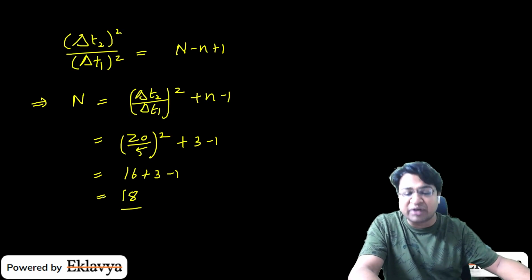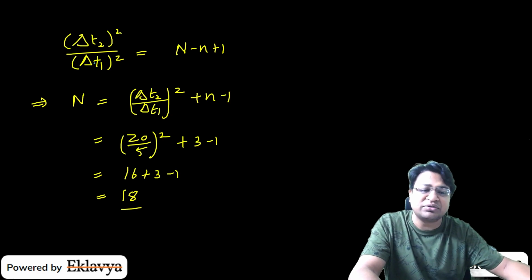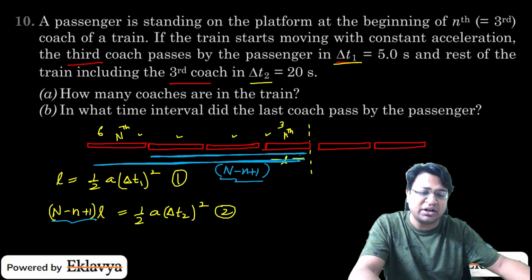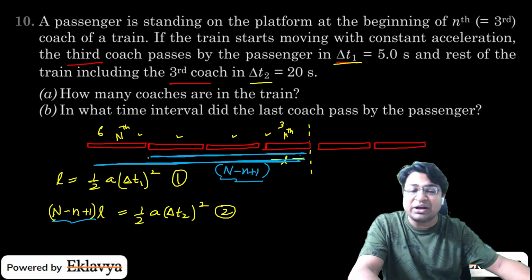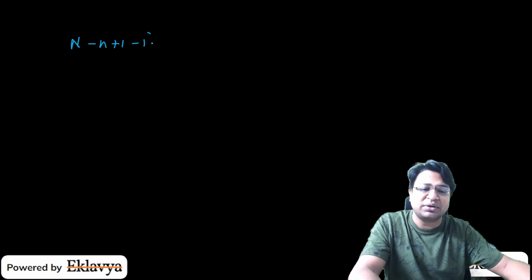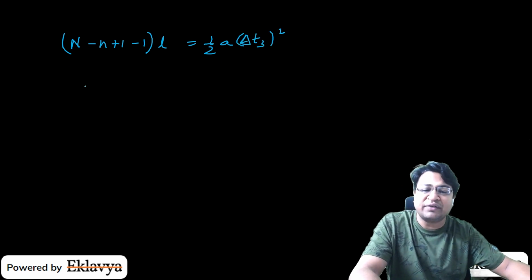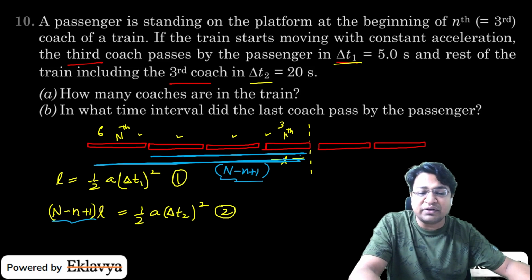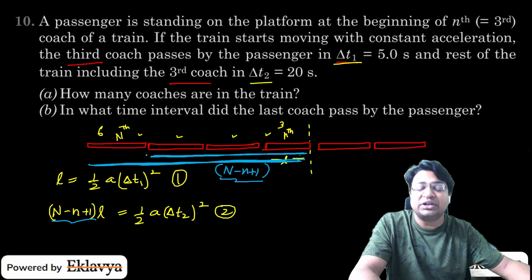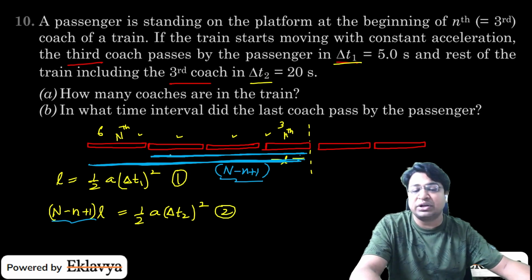So I will now write N minus n plus 1. So this is the same number that I have written here. And now I'm thinking about one less coach. So I will minus 1. So this length was crossed in a time delta T3. So delta T3 square is this. Now we have to get the value of delta T3. So delta T3 will represent the time in which this entire length was crossed. Delta T2 is the time in which this entire length was crossed. The difference of delta T3 and delta T2 will give us the answer.